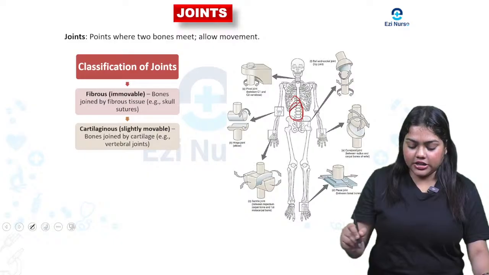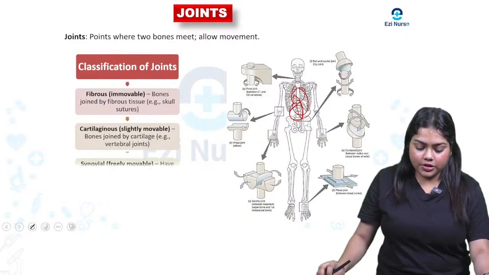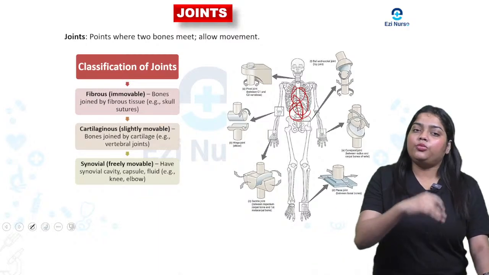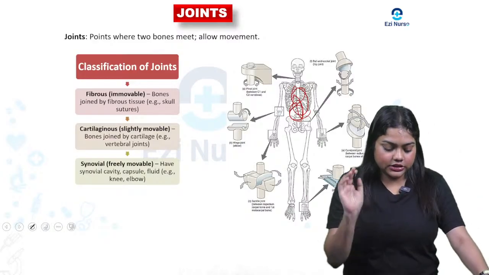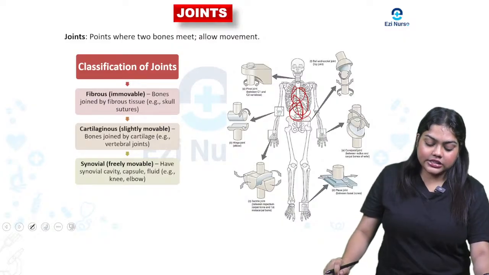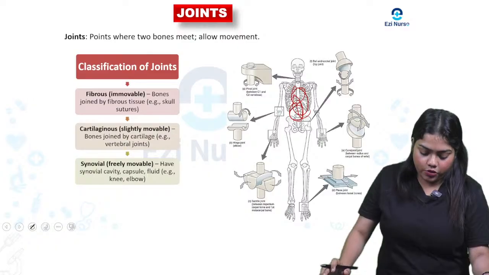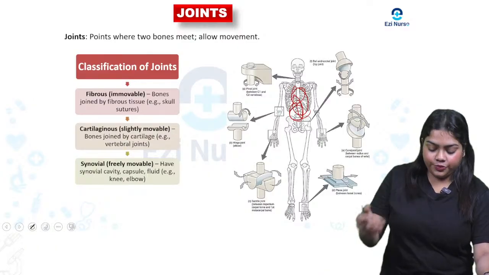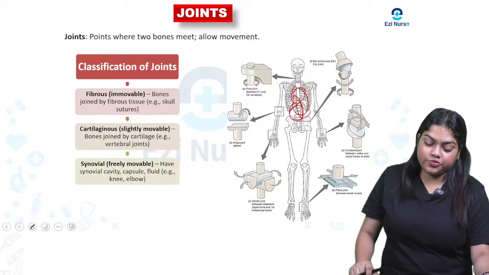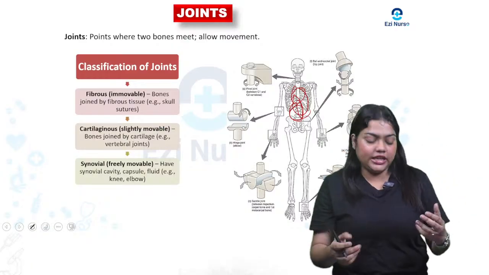You can find it in the vertebral column. Sorry, this is the lumbar column. Both the vertebral and lumbar columns have this slightly movable joint, which is joined by cartilage. Next we come to synovial joints. Synovial joints are truly movable, they can move freely. They have a synovial cavity, a capsule which includes fluid, for example our elbow and our knees.